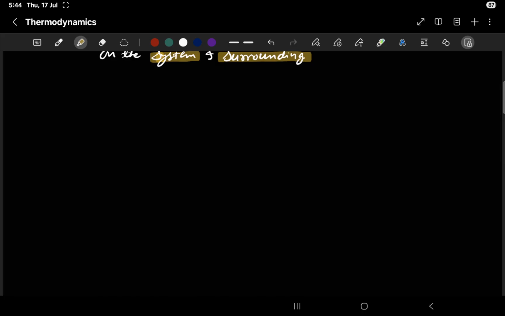So let's start with system. System is a mass or region which is under observation, a mass or region on which our study is focused.